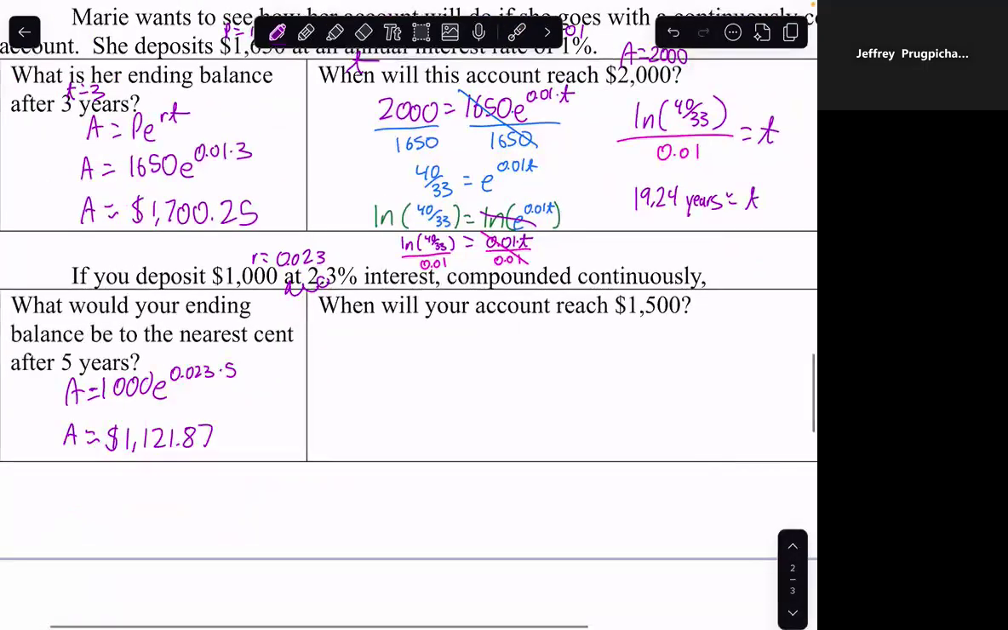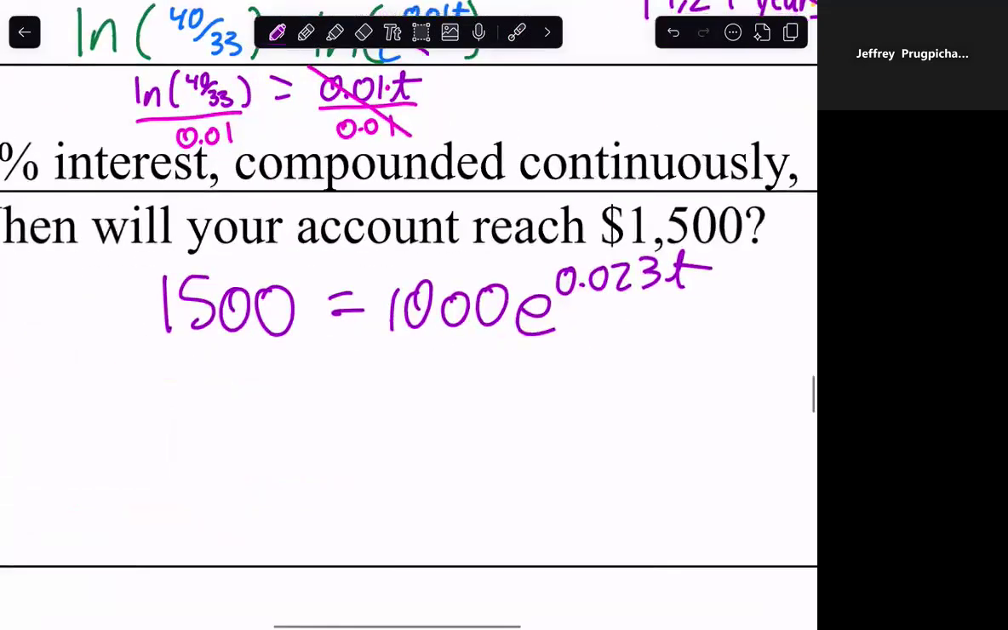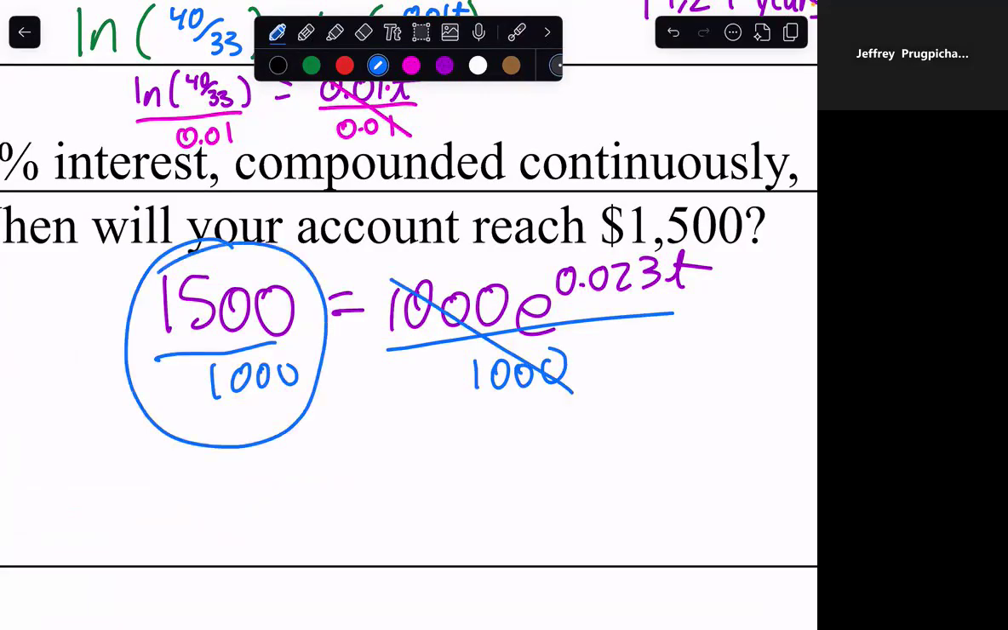Okay, then over here, when will your account reach 1,500? So that's the desired balance. Okay, you start by getting rid of the coefficient. And this one does divide nicely. So you could keep it as the fraction 3/2, or it just equals exactly 1.5, so you can do decimal also.